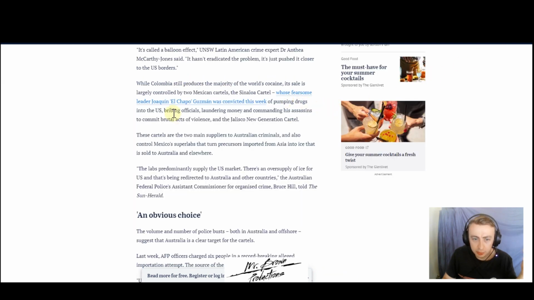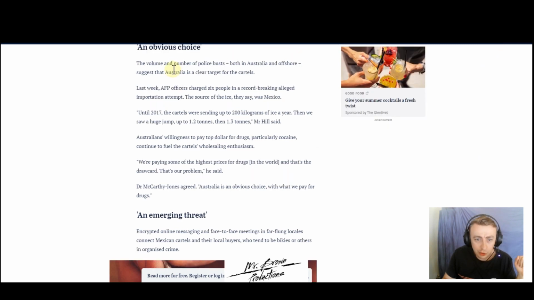Pumping drugs, bribing, laundering money, commanding assassins, brutal acts of violence. I think I'm going to add 1, 2, 3, 4, 5 to the count of 5 or 6. I think I'm losing count. We'll just say it's 10. I've lost count. Australia's a clear target, so 11. Record-breaking importations.